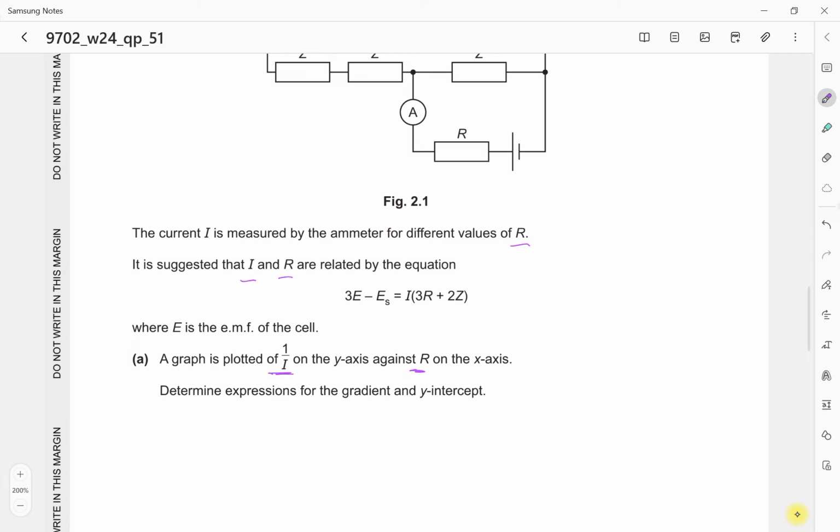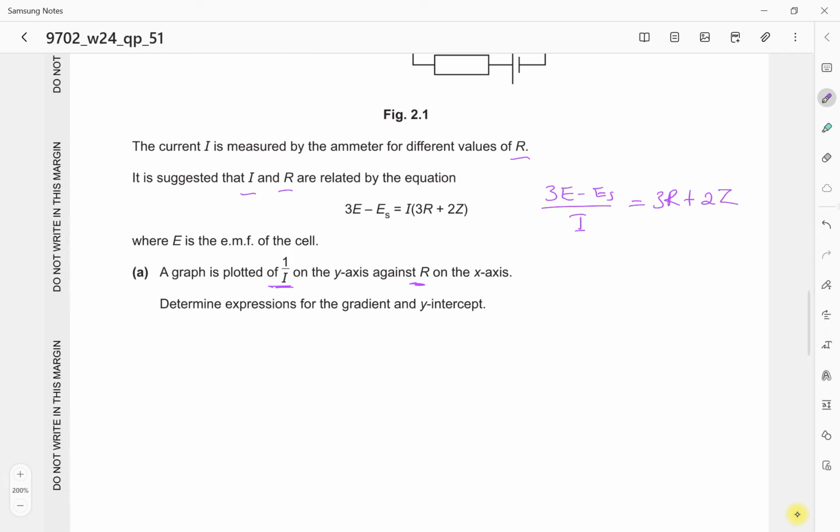So this is the same as 3E minus ES divided by I equals 3R plus 2Z. Because the graph plotted is of 1 over I, I'm making 1 over I the subject. Therefore, 1 over I is equal to 3 divided by 3E minus ES, times R plus 2Z. I'm dividing everything by 3E minus ES.